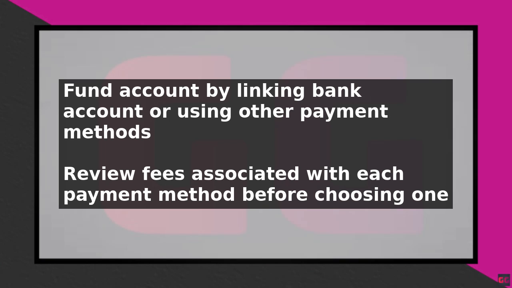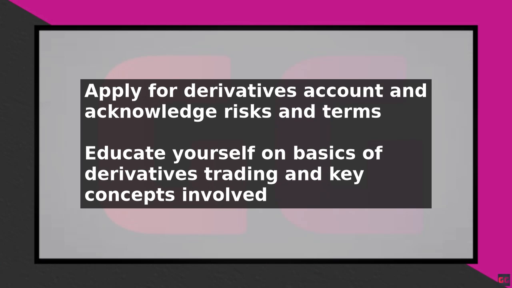A call option gives you the right to buy an asset at a specified price, while a put option gives you the right to sell an asset at a specified price. An options spread involves buying and selling options with different strike prices or expiration dates.